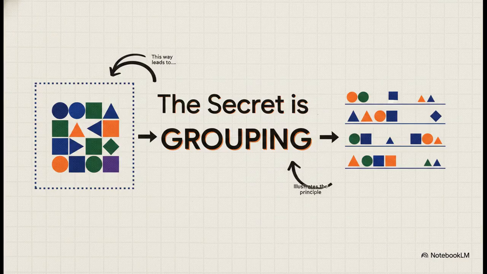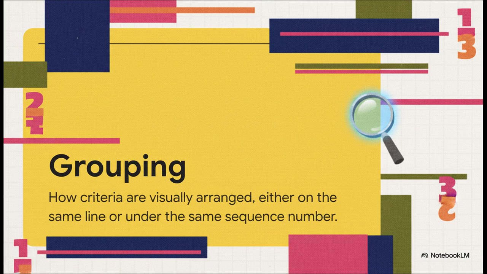And here it is. This is the big aha moment. The secret is in the layout itself. It's not about what you type in. It's about where you type it. The way you visually group your criteria on the screen is literally what tells SAP whether to use and or to use or. So let's be clear on what we mean by grouping.